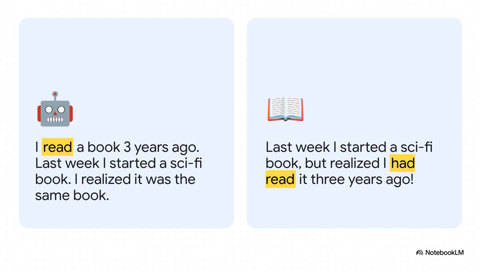Let's jump right into Section 1, the secret of stories. To fix that robotic storytelling we just talked about, we desperately need the past perfect. Listen to this first version. I read a book 3 years ago. Last week, I started a sci-fi book. I realized it was the book I read 3 years ago. It's super blocky, isn't it? It totally forces the listener to piece the timeline together all by themselves.